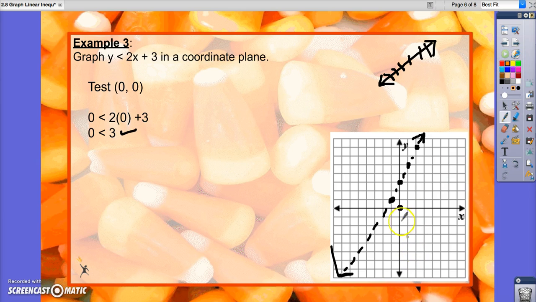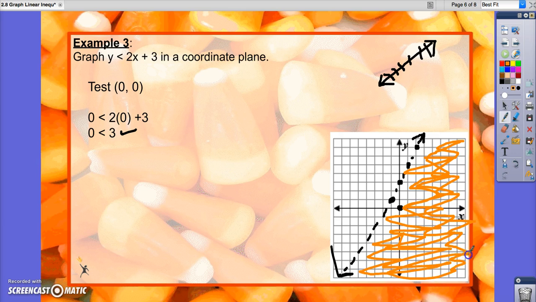So I know I shade this half plane to the left or this half plane to the right, sort of. All right, so if it's true, 0, 0 is over here. I shade this side here. Okay, so there's my solution.